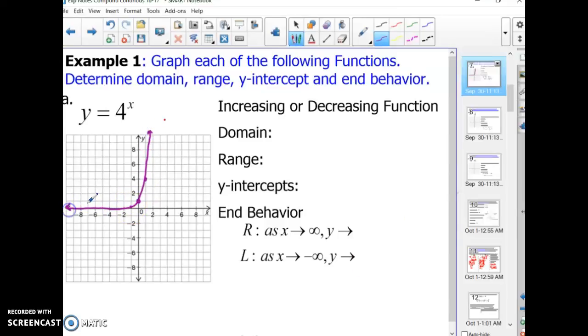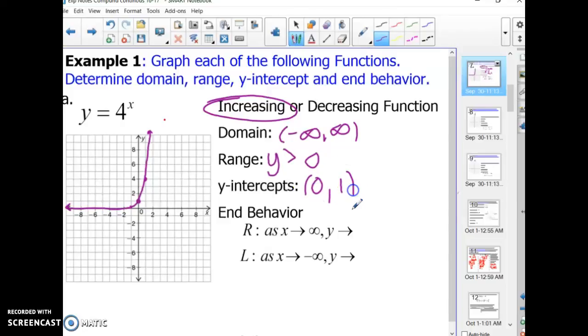That graph is increasing. The domain for every exponential is all reals. My range is y greater than 0, since it's above the 0, my horizontal asymptote. My intercept, 0 and 1, I got that from my table, and I could get that from plugging in. The right side goes to infinity, left side goes to 0.